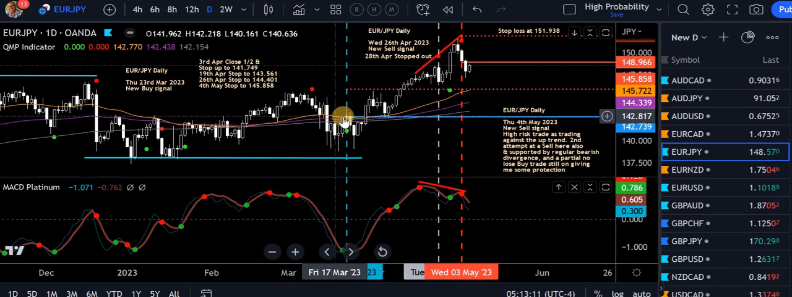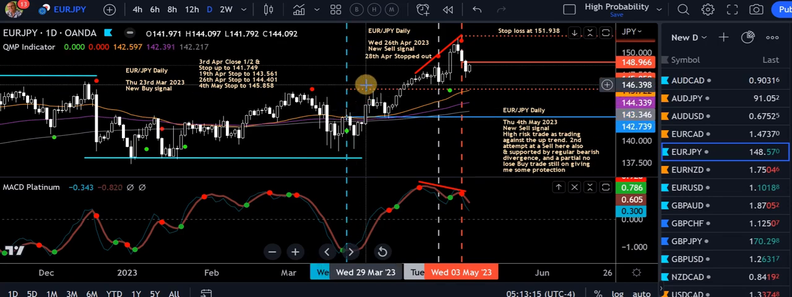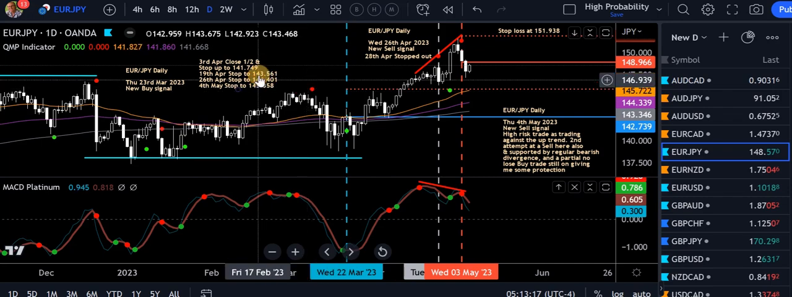All right, then a couple of trades and a buy from back here, which is the 23rd of March. Stop there, can't lose on that. So we're locking in profit there. There's my trade management there.